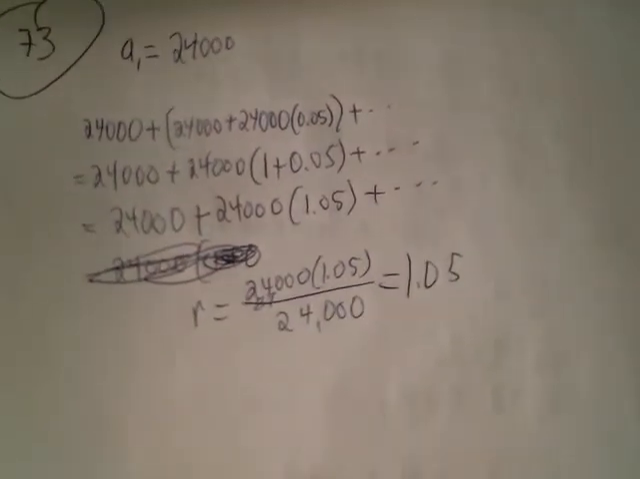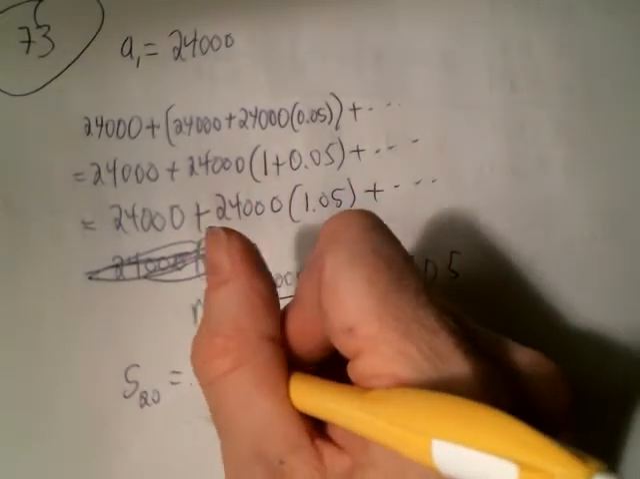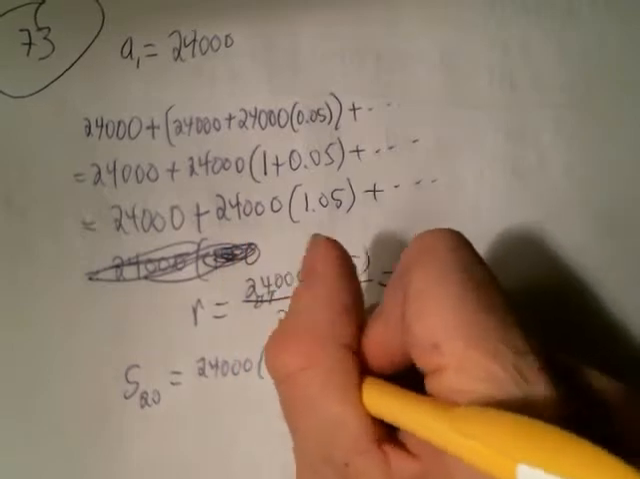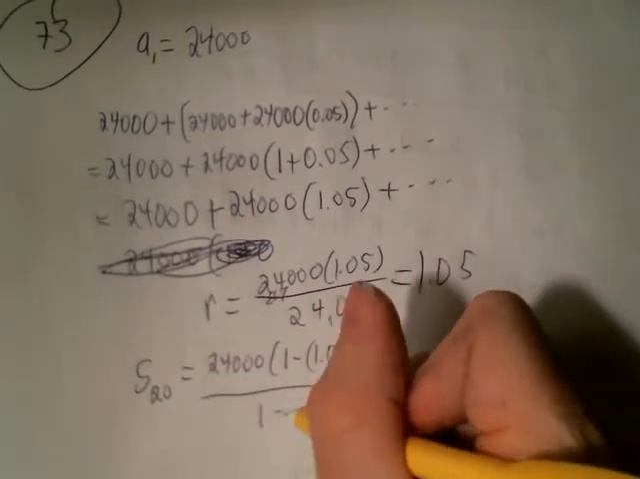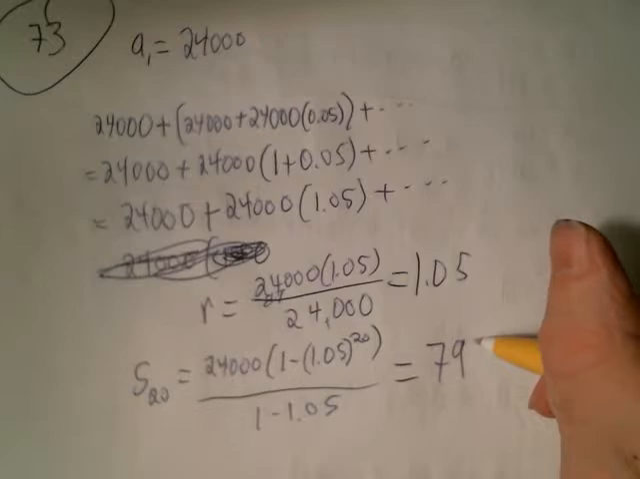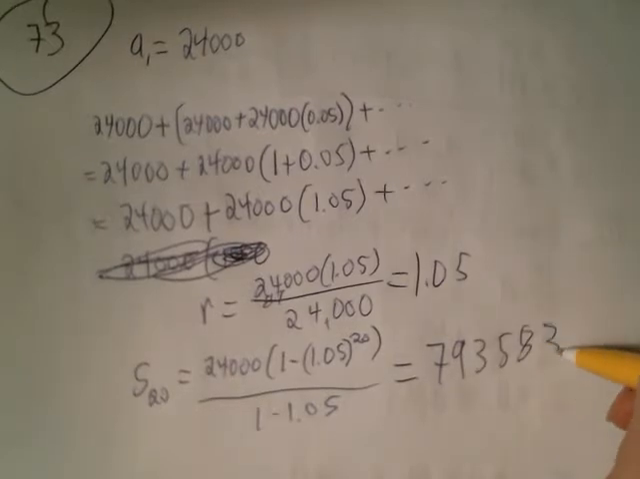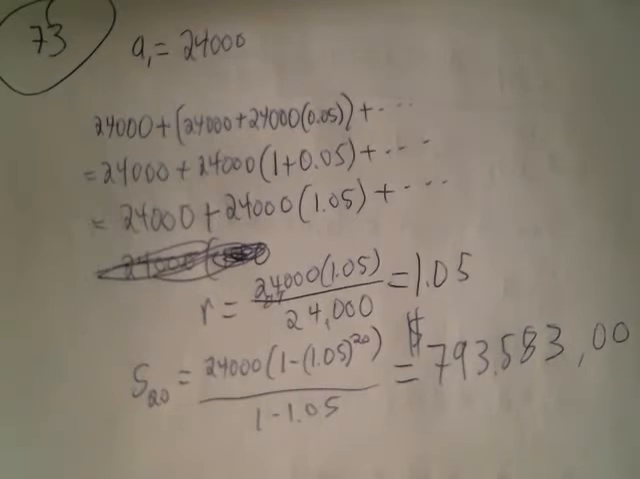We want to know the salary over a 20-year period. So basically they want S sub 20. And what is that? Well, it's a sub 1, 24,000, times 1 minus r, 1.05 to the 20th, all over 1 minus 1.05. I'll put that into our calculator and probably have the answer. I'm getting $793,583.